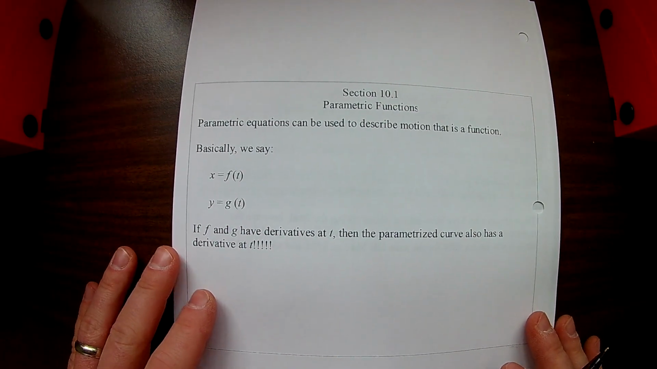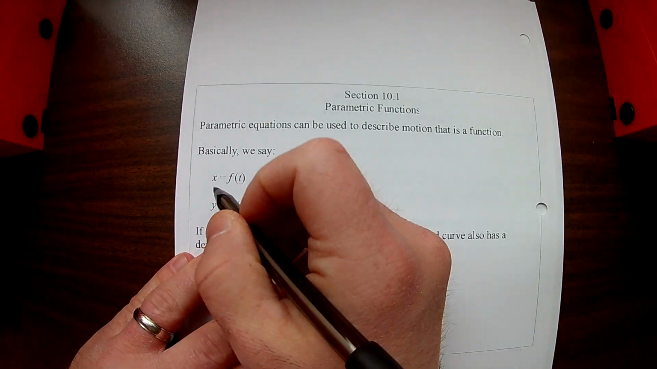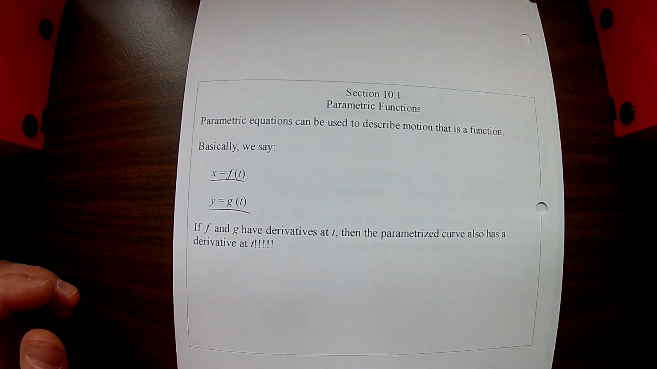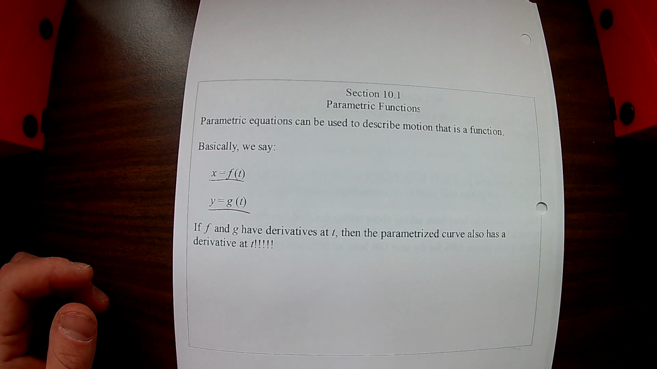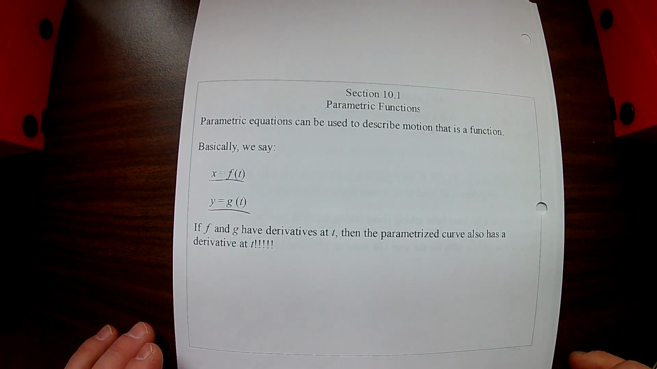Right away, we're going to get right into what are parametric functions. And with parametric functions, what we're doing here is we're trying to go from one dimension into two dimensions. So what we have is two different functions. x and y are both a function of t. If f and g have derivatives at t, then the parametrized curve also has a derivative at t. And you can see I got a little bit excited about that one.